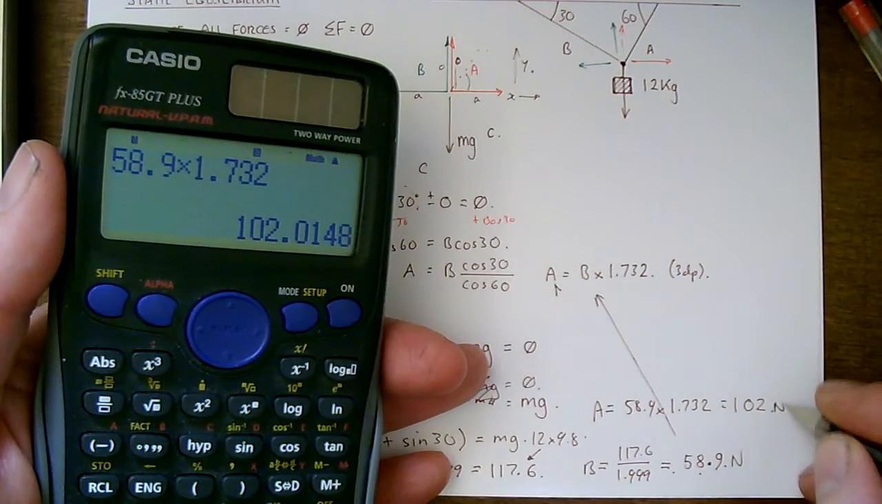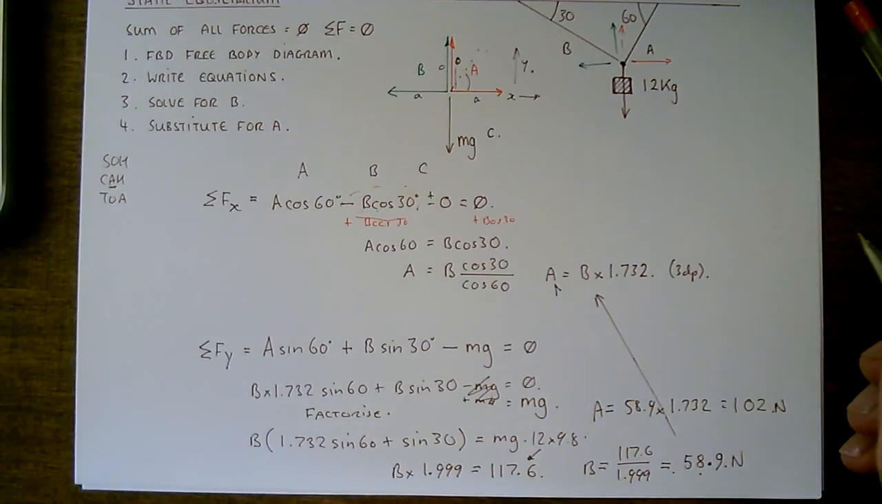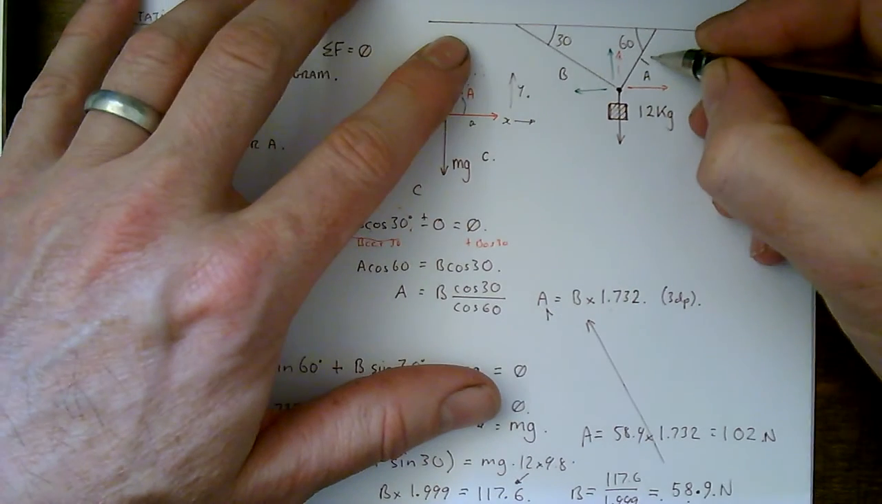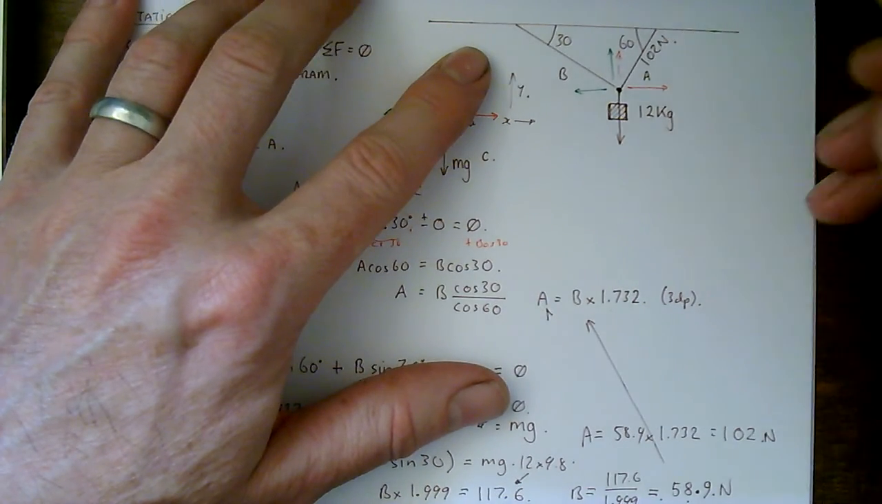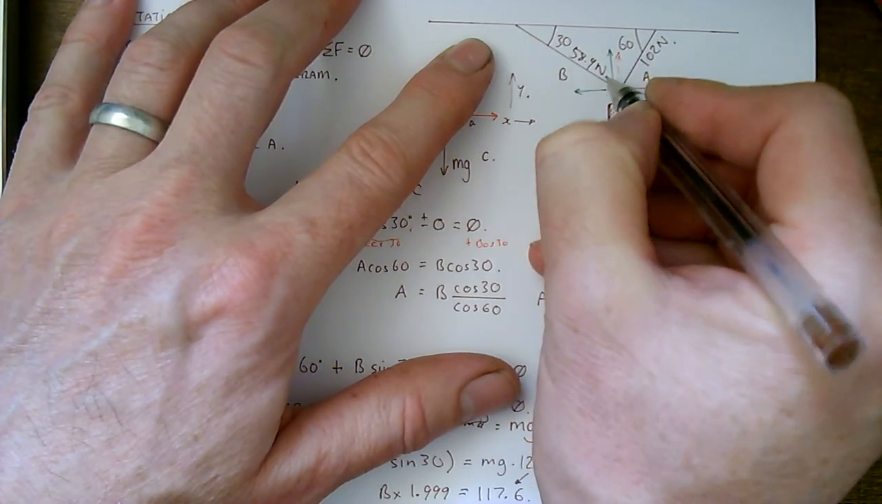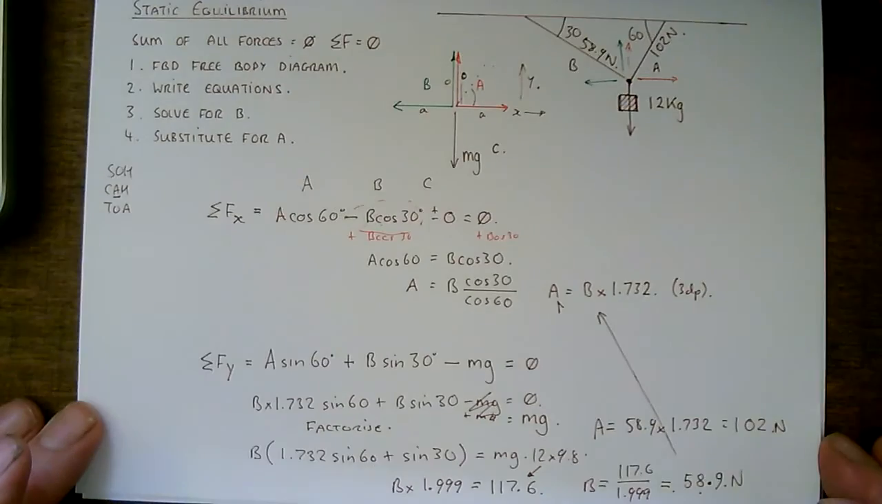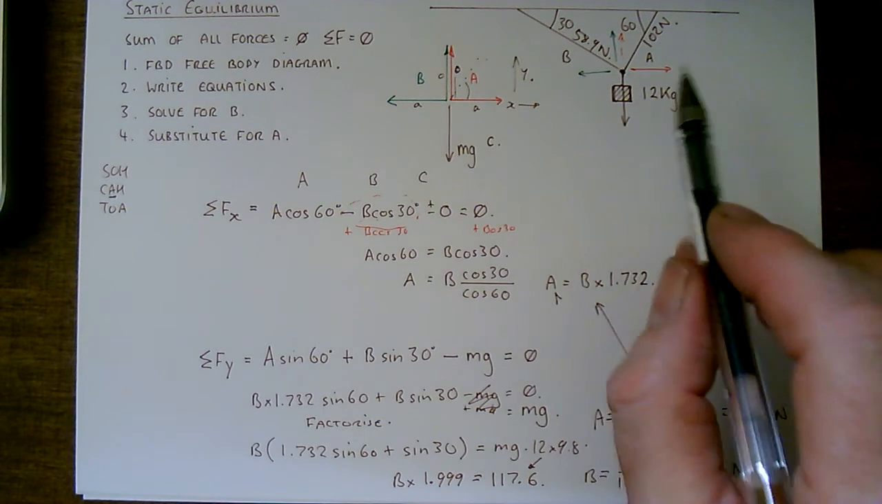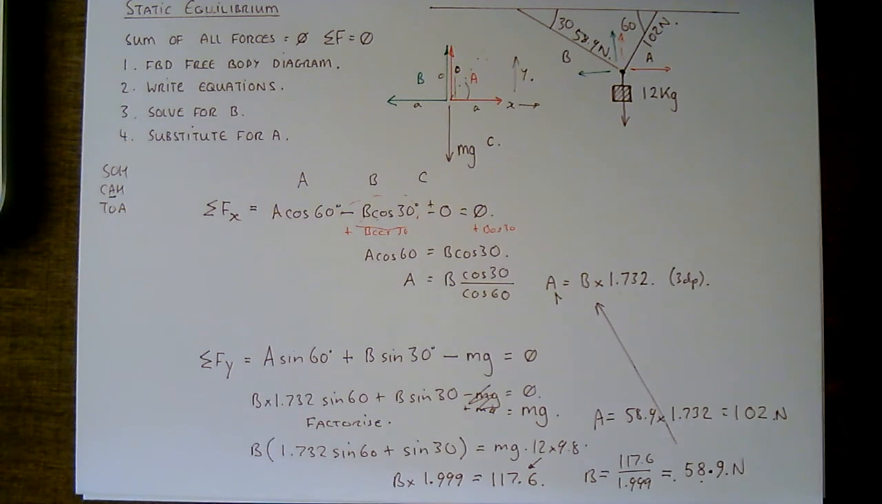So force in newtons. Going back up here, that would be 102 newtons, and this would be 58.9 newtons. And that's how you do static equilibrium for a cable problem. I hope you find that useful, and I hope you do well in the exam.